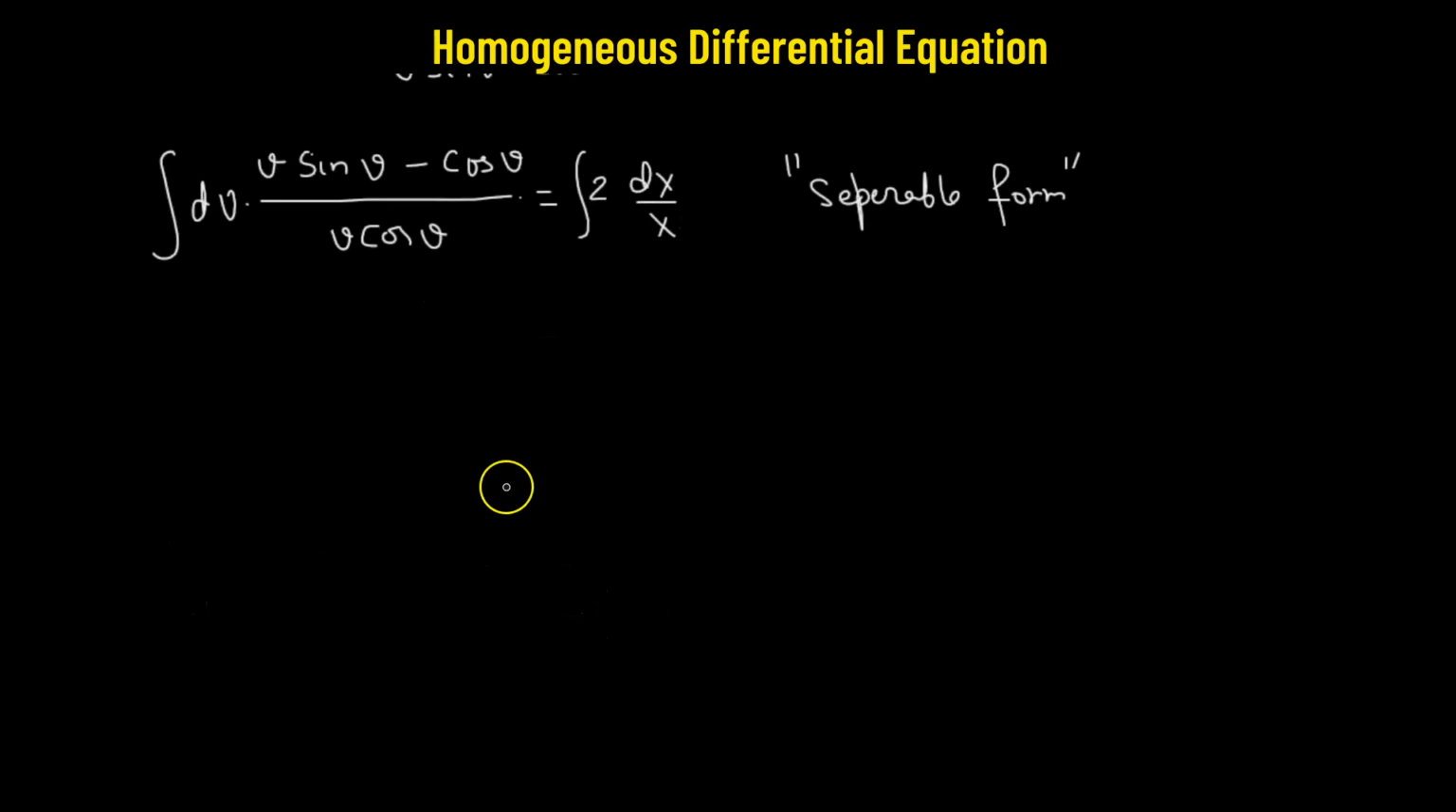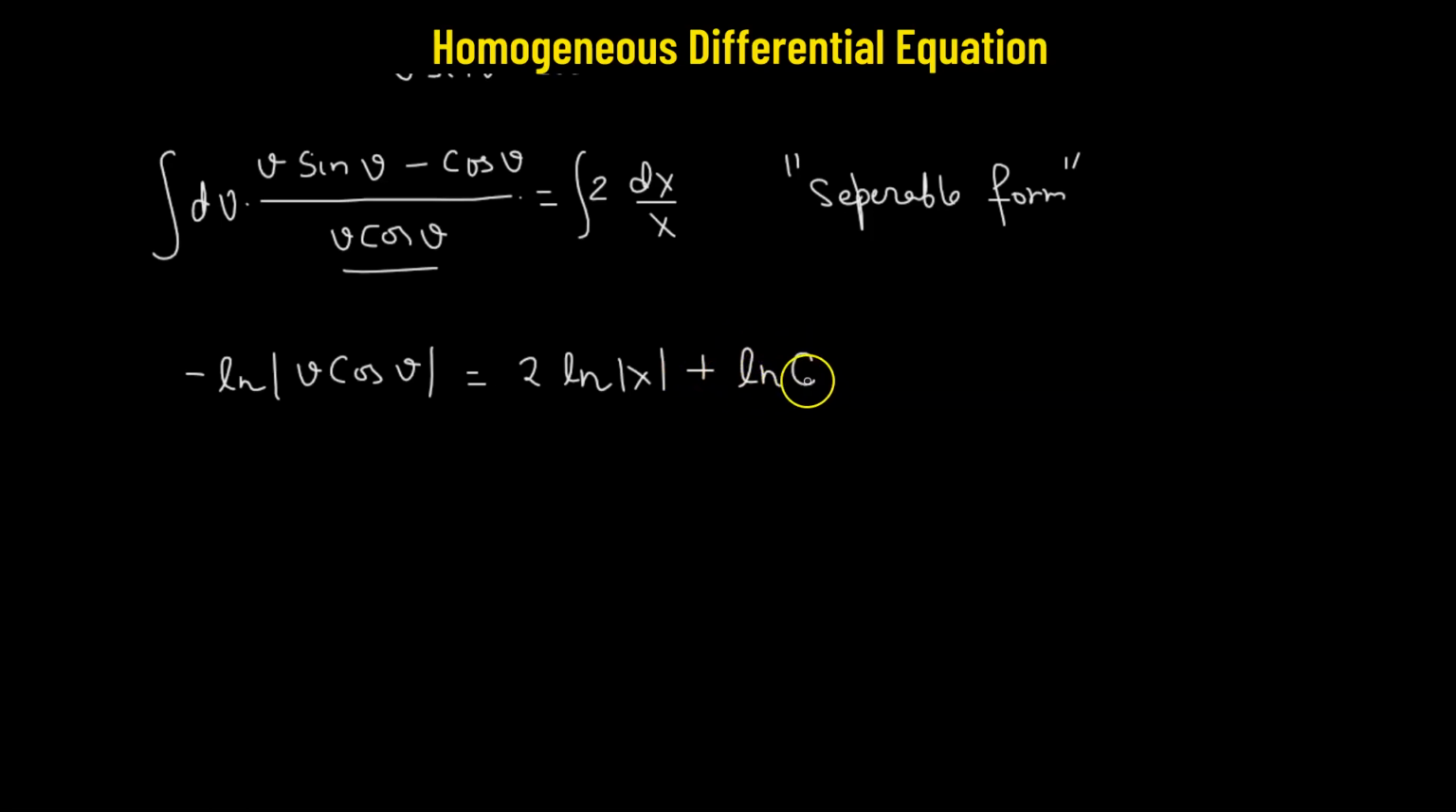If we use the method of substitution here and take v cos v equals some variable, we should get the numerator, and the value will be negative log of v cosine of v. I urge you to check out the calculation, and this will equal 2 times the integration of dx over x, that will be natural log of x plus the constant of integration, let's consider c. So we have negative log of v cosine of v, which is also log of v cosine of v whole raised to the power of negative 1, equals log of x squared plus log of c.